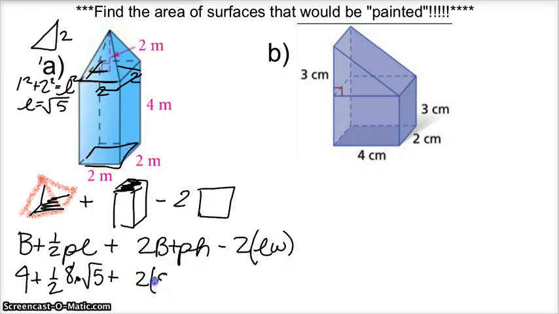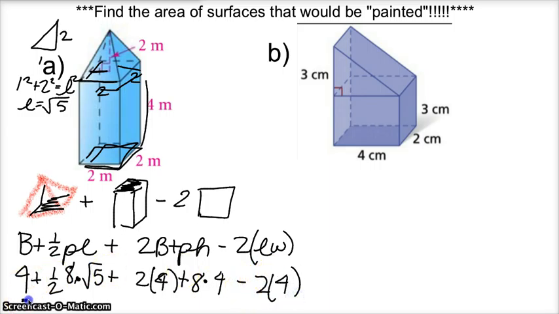All right, now for the prism, I have two bases. 2 times 2 is 4. The perimeter, 2, 4, 6, 8. And then the height. If it's standing on its square, this thing is 4 tall. All right, and then I'm going to subtract out the two squares that are within it. So 2 times 2 is 4.